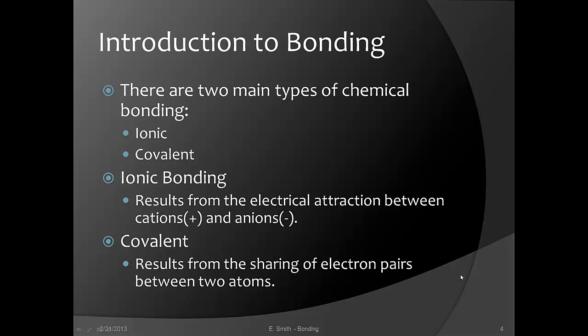So there's two main types of bonding. We have ionic and we have covalent. Ionic bonding results from the attraction between a cation and an anion, so there's an actual positive and a negative part. Covalent bonding, on the other hand, is where they share electrons between two atoms. And we're going to talk more about this during this lesson because covalent bonding is what holds all of our molecules together for most of our substances in our body.